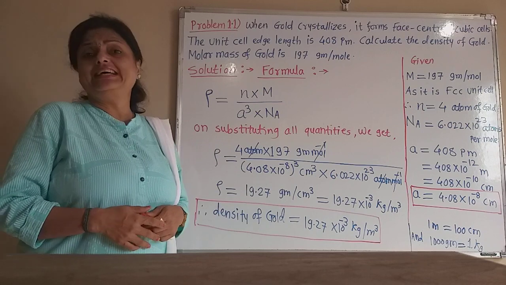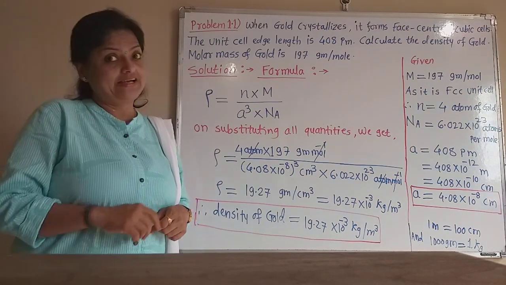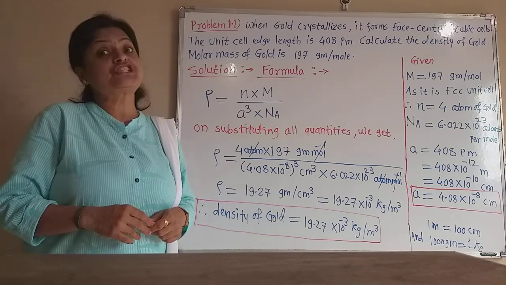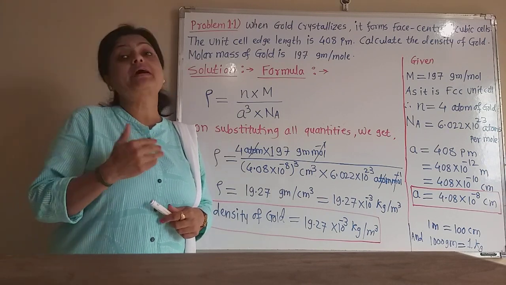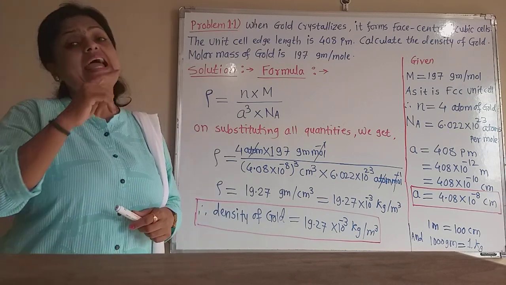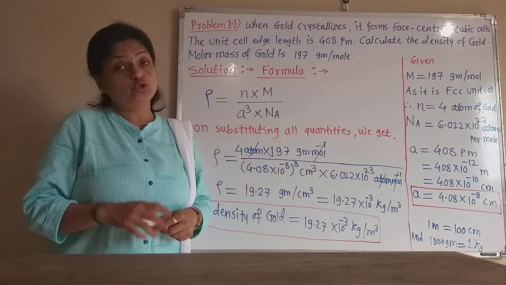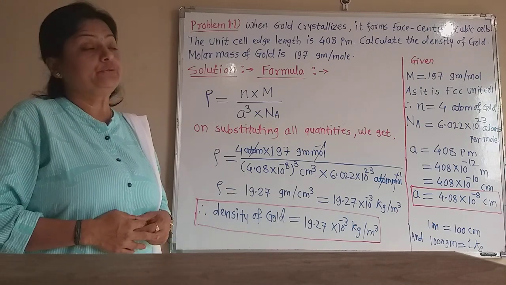Now how many particles are there in one unit cell? 4 particles. We know that. There is half a particle in each face, as there are 6 faces. So there are totally 3 particles from the faces and totally 1 particle from the 8 corners. So there are totally 4 particles in the face-centered unit cell.